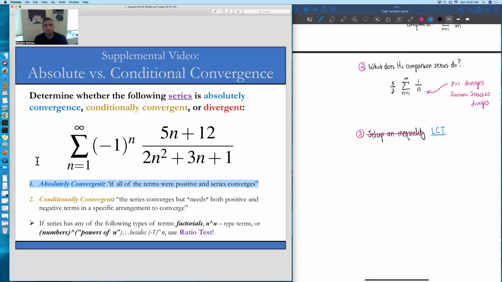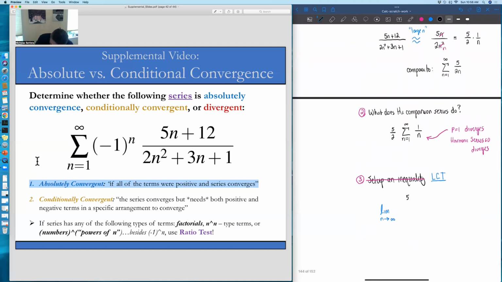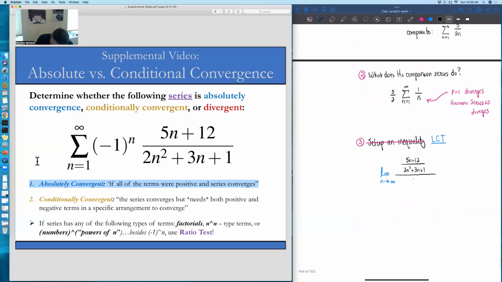So I just want to do the limit comparison test here just to practice some limits. So remember, for the limit comparison test, we take a limit as n goes to infinity of the ratio of our series functions, which in this case means we take the 5n plus 12, we divide by 2n squared plus 3n plus 1, and then we divide by the series that we're comparing to, the series of 5 over 2n. And now that we are taking a limit of a ratio of fractions, we can take the fraction in the denominator, reciprocate it and multiply it on.